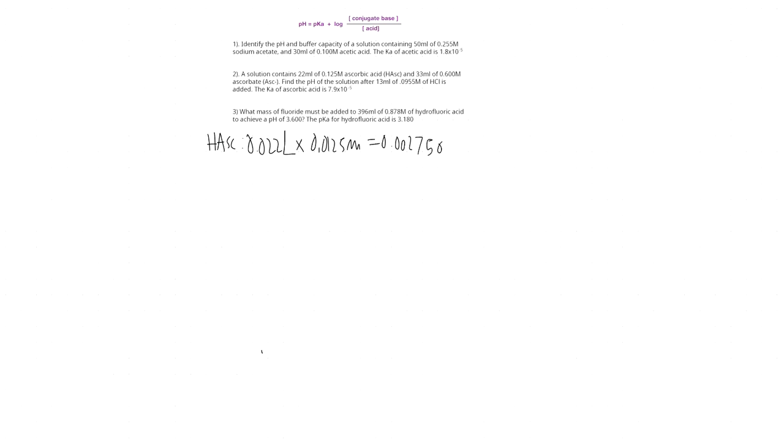Okay. And same thing, we're going to do the exact same thing with ascorbate. That's going to be 0.033 liters times 0.600 molarity, and that is going to equal 0.0198 moles.